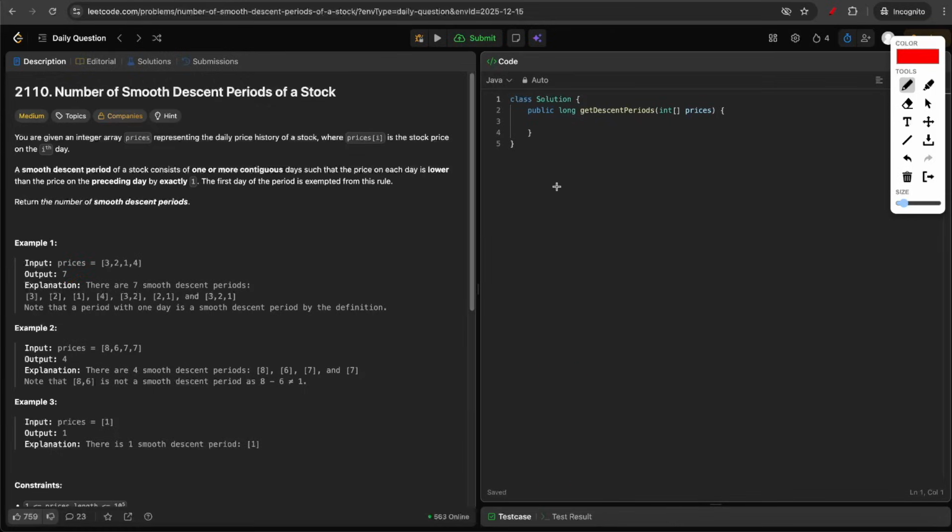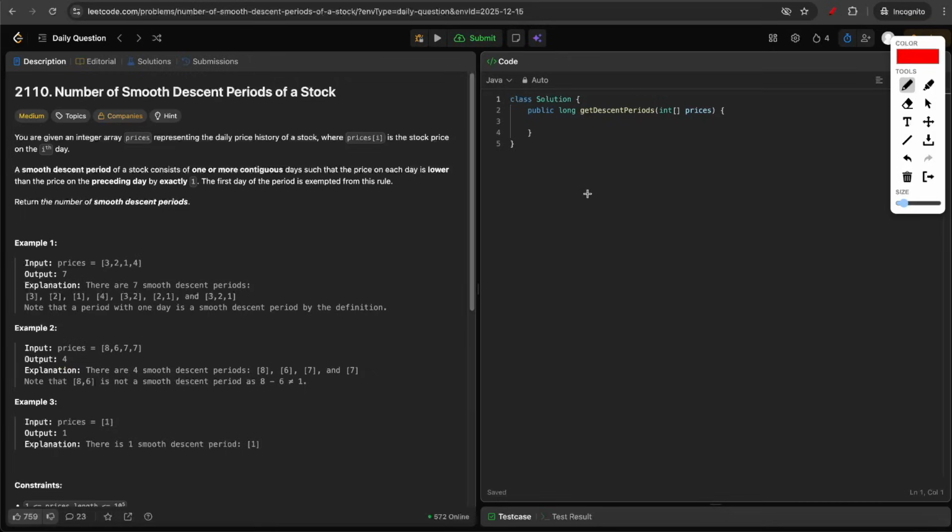Now let's see the second input. We have 8, 6, 7, 7. Now in this example, we have only 8 as a smooth descent period. And we have only 6. And we can have only this 7. And we can have only this 7. After this, we can see that no other contiguous days will follow this rule. So the answer will be only 4 for this.